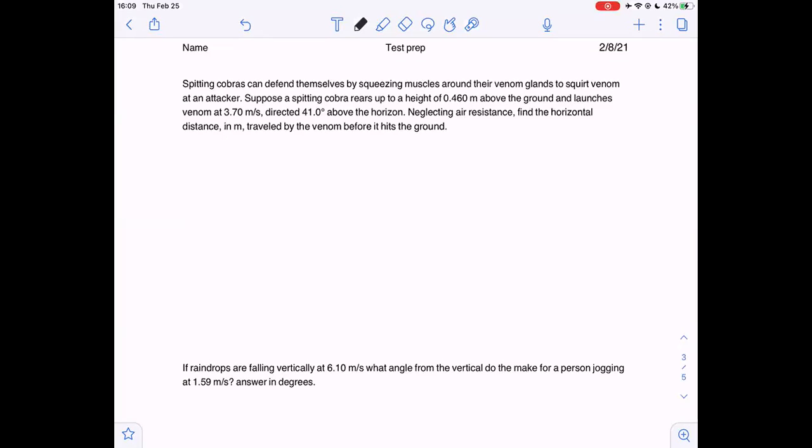So draw a picture, simplify it. So we have our ground here. Cobra rears up right there. 0.46 meters. Launches venom. It hits the ground. Launches from an angle of 41 degrees. Our V naught is equal to 3.7 meters per second. So now that we simplified it a little bit, write down what you know.